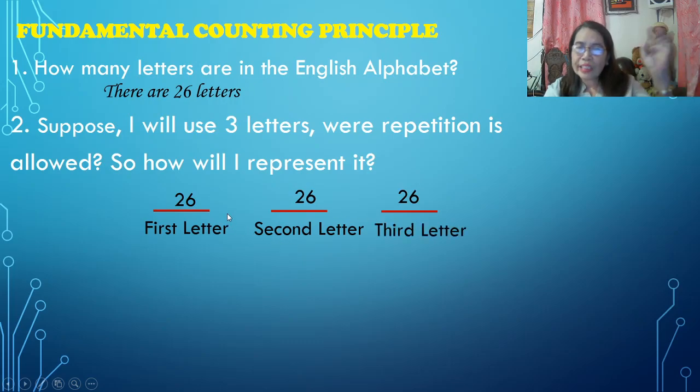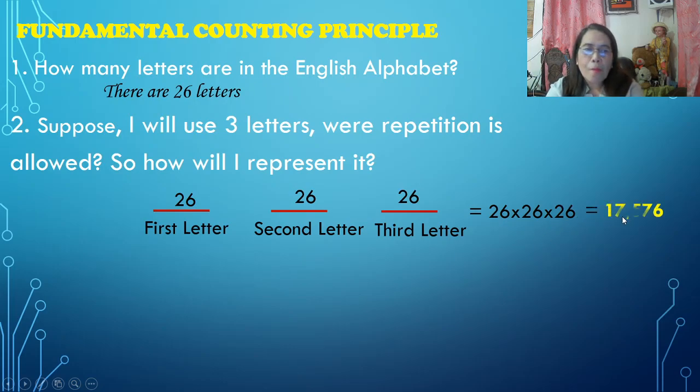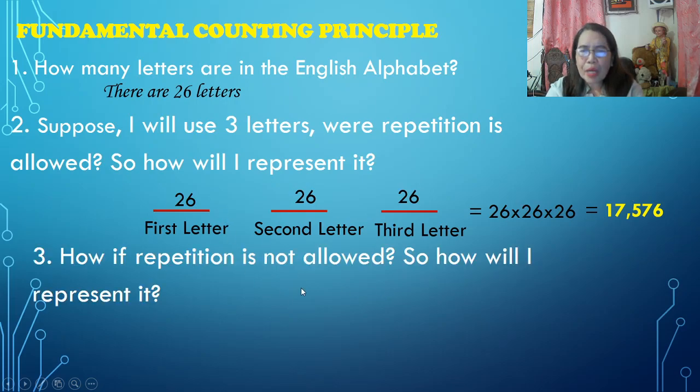So, kung tinatanong yung number of ways, para makuha ko yun, I will just multiply 26 times 26 times 26 equal to 17,576 ways. Ganun lang po siya kasimple. Next, paano kung repetition is not allowed? So, how will I represent it? Ito pa rin ha, 26 letters pa rin. So, tatlong letters ang hahanapin natin.